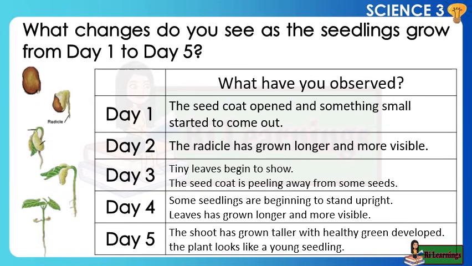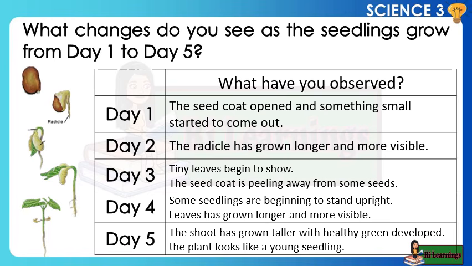What changes do you see as the seedlings grow from day 1 to day 5? Day 1. The seed coat opened and something small started to come out. Day 2. The radicle has grown longer and more visible. Day 3. Tiny leaves begin to show. The seed coat is peeling away from some seeds.